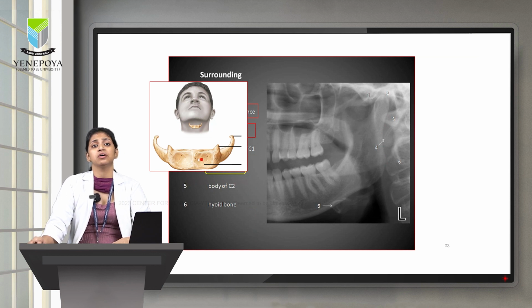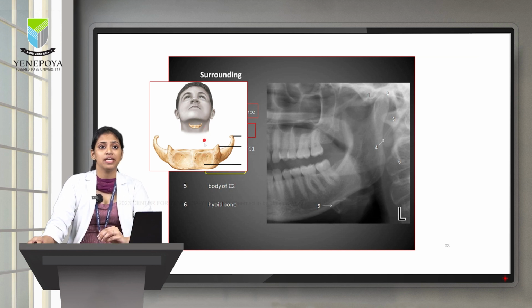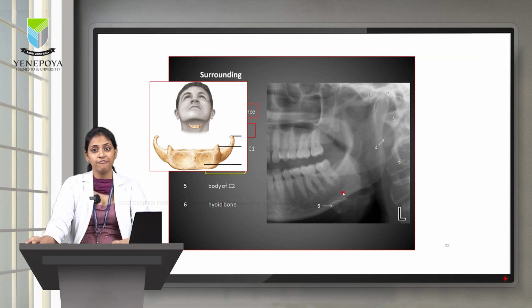Another structure which we can appreciate is the hyoid bone. The hyoid bone is a single U-shaped or horseshoe-shaped bone which is present in the midline. On a panoramic radiograph, it appears as a bilateral U-shaped radiopacity just below or at the level of the lower border of the mandible, represented by 6 here.